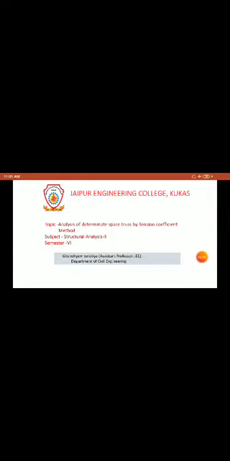Good morning. We are taking up the topic of analysis of determinate space trusses by the tension coefficient method. This is a topic of structural analysis, the so-called tension coefficient method. Professor R.B. Southwell introduced the tension coefficient method.